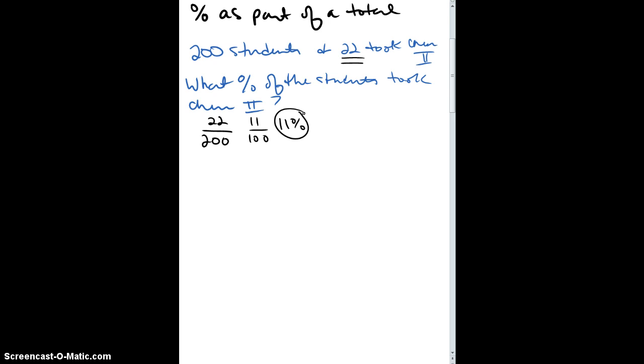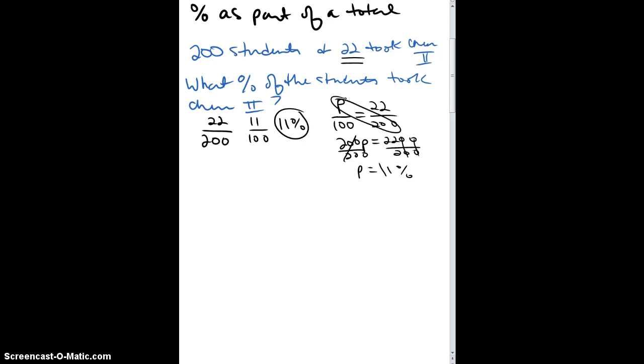Another way to set this up is as a proportion. So you could say, well, P out of 100 equals 22 out of 200. And again, you could cross multiply and divide if you remember a little bit of your algebra, and then divide by the 200. And again, you're going to get 11. Now this time you don't need to move the decimal because it's 11% because you set it up right there as a percent.